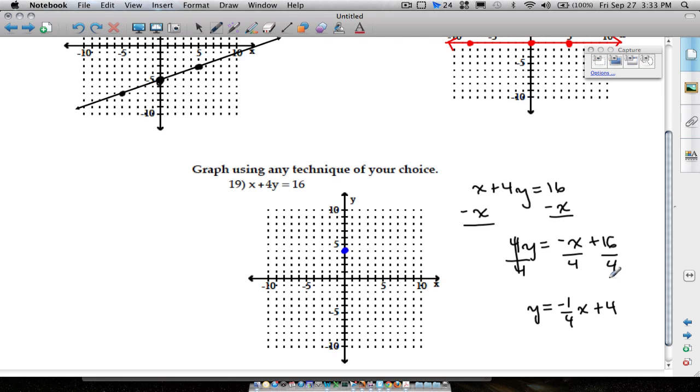Now notice I said that the y-intercept was 4 back when we were doing the x-y-intercept technique. Well, hey, we still have it right there.